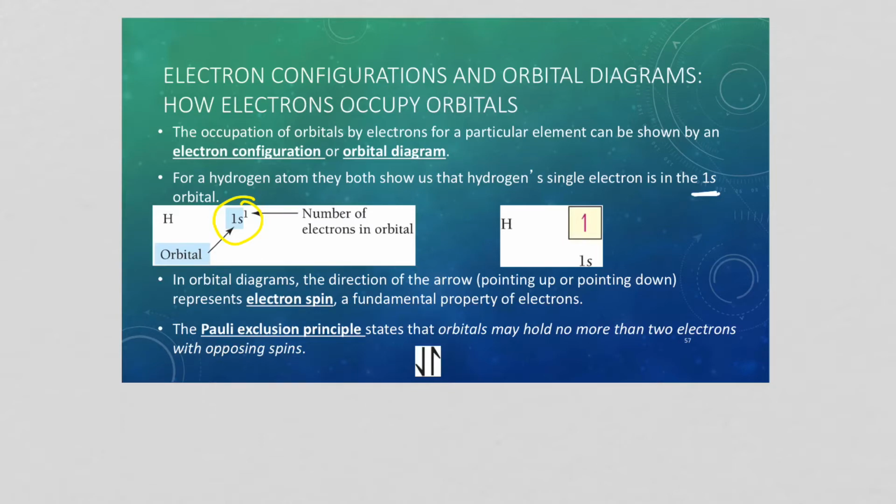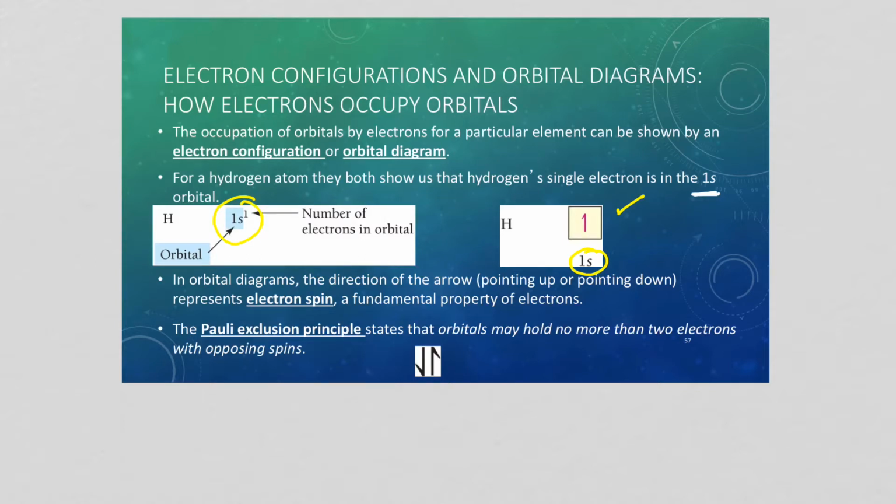Now, if we were to show that same information in an orbital diagram, it would look something like this. In an orbital diagram, we use boxes to represent the orbital itself. Underneath the box, we draw what the orbital is, so we have the 1s orbital, and we use half arrows to represent the individual electrons. In this case, we have the box representing the 1s orbital with one half arrow in it representing the one electron. So this again is another representation, showing where that one electron is in the hydrogen atom.